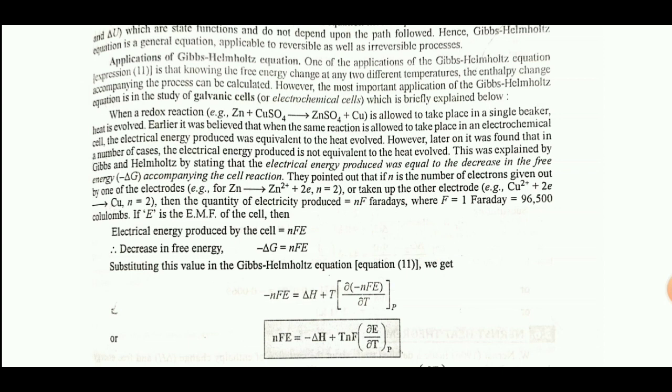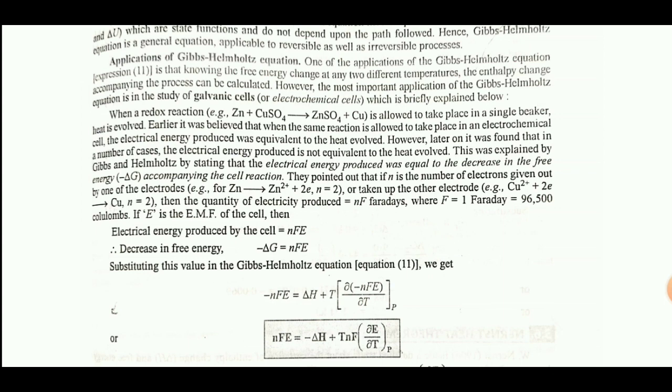Earlier, it was believed that when the same reaction is allowed to take place in an electrochemical cell, the electrical energy produced was equivalent to the heat evolved. However, later on it was found that in a number of cases, the electrical energy produced is not equivalent to the heat evolved. This was explained by Gibbs and Helmholtz by stating that the electrical energy produced was equal to the decrease in the free energy accompanying the cell reaction.